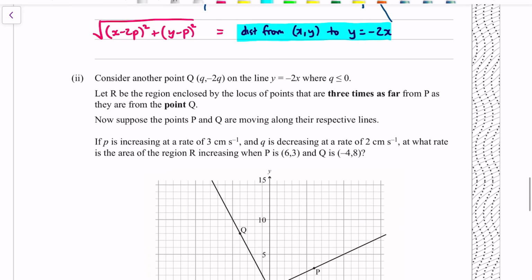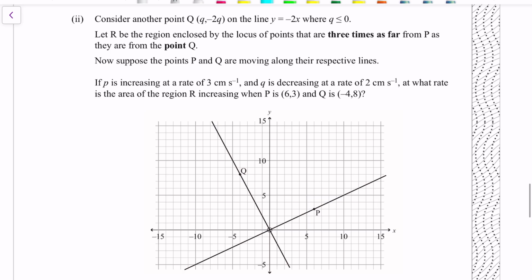Alrighty, this second part here, we actually do need to find the equation of the locus, but fortunately it is a nice one. Just before we get started on this, I've made another GeoGebra diagram to help us understand it. So you've got a point P which is moving along the line, and a point Q that's moving along another line. Notice the difference in the question here. It says point Q. We're actually not talking about the distance to a line anymore, but the distance to a point. And the ratio's changed. It's now 3 times as far.